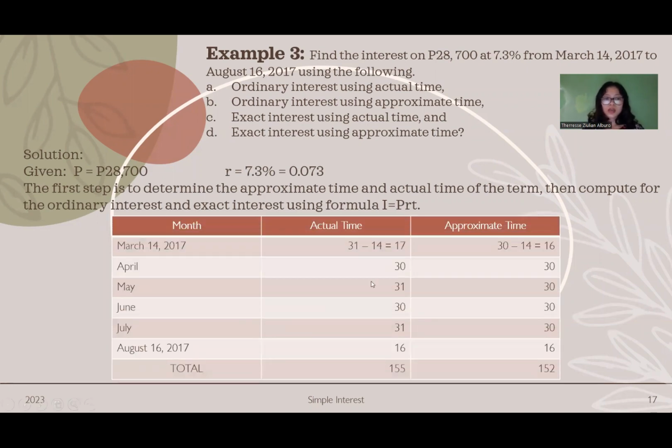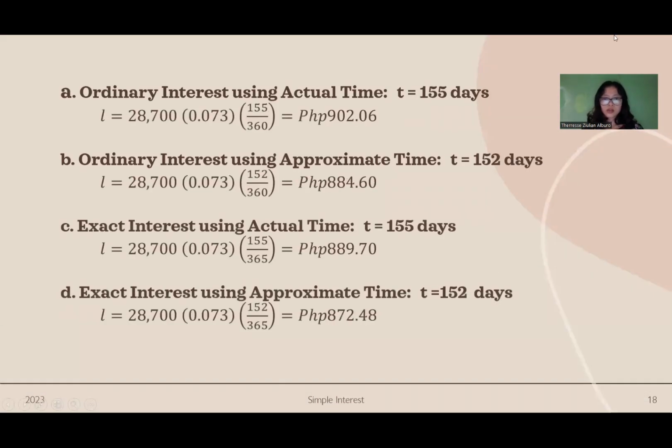In order to get the ordinary interest and exact interest, we are going to use this formula: interest is equal to principal amount times rate times the time period. We have to remember the actual time is 155 and the approximate time is 152. We will base it on the given: the principal amount is 28,700, and the rate is 0.073.